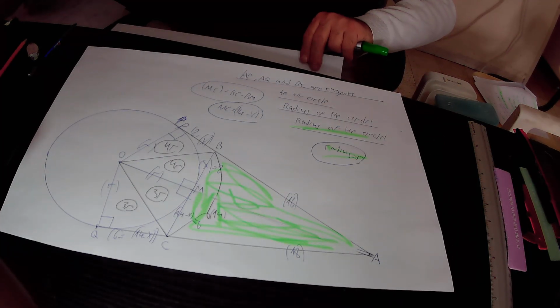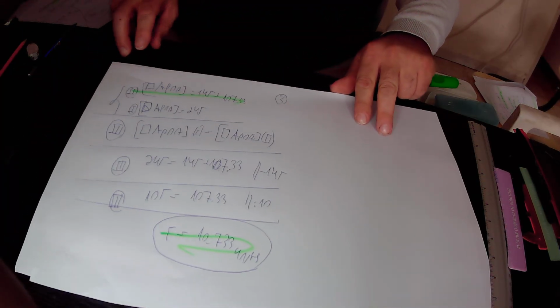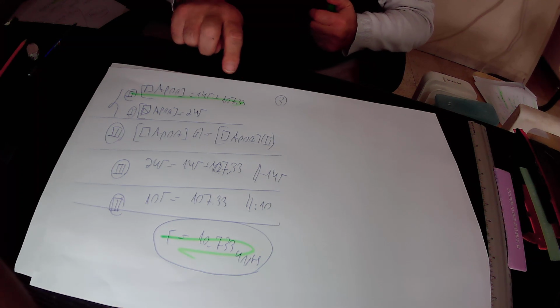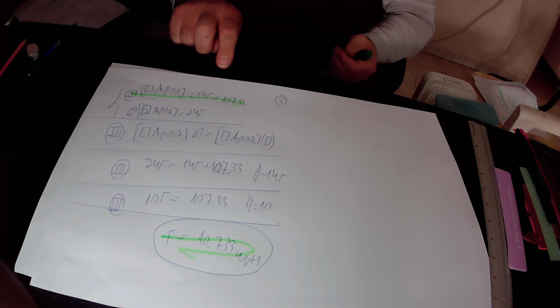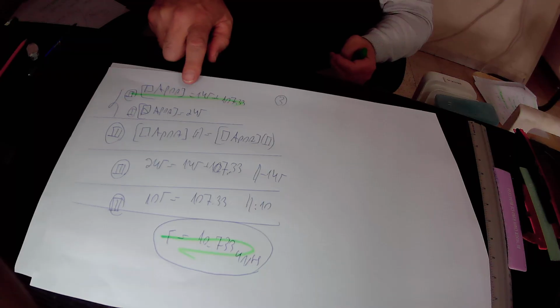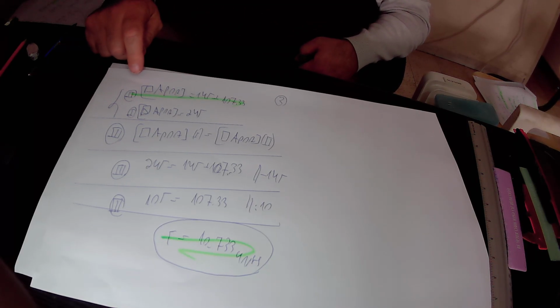And again, we found that according to the second method of calculation, the area of the big quadrangle APOQ equals 14R plus 110.33. While according to the first method of calculation, we found that the area of the big quadrangle APOQ equals 24R. So we have two different expressions for the area of the same quadrangle APOQ.